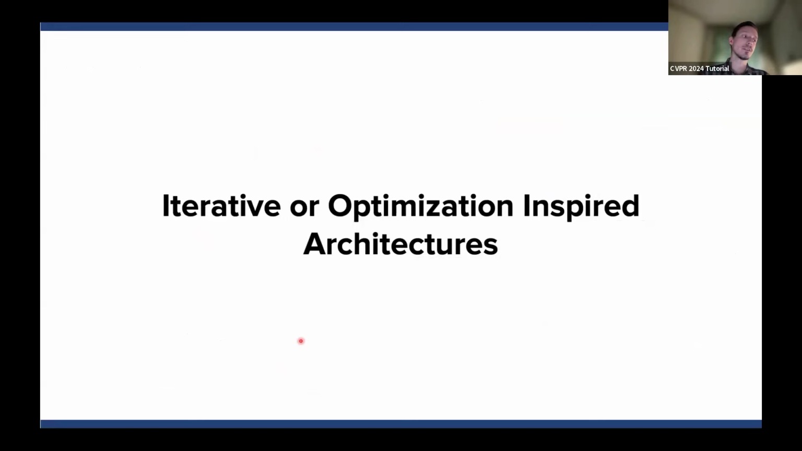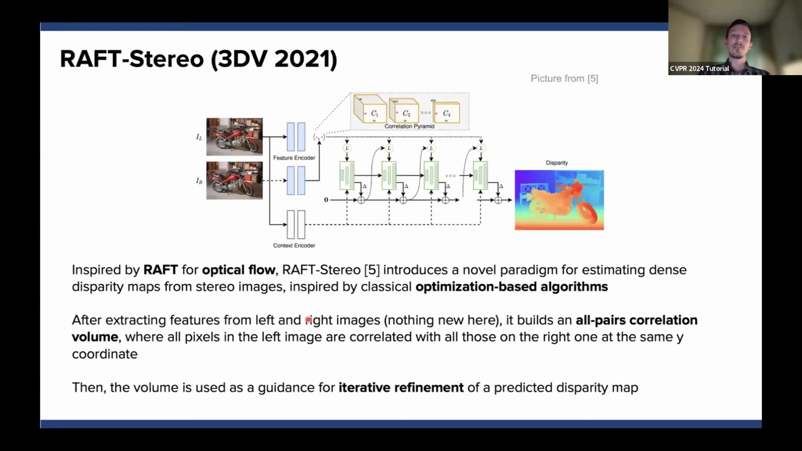So this was what came out before the very first groundbreaking network designs that we are going to see from now on. So we are going to talk again about these two families. We refer to the former as the iterative or optimization-inspired architectures, and we will refer to the second as the transformer-based architectures. Starting from this one, this category has been proposed for the very first time by RAFT-Stereo.